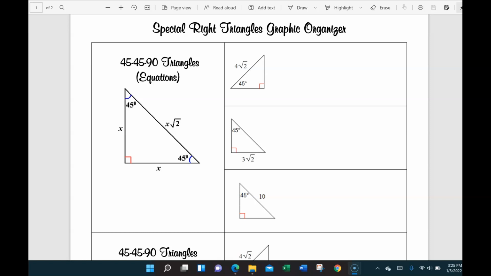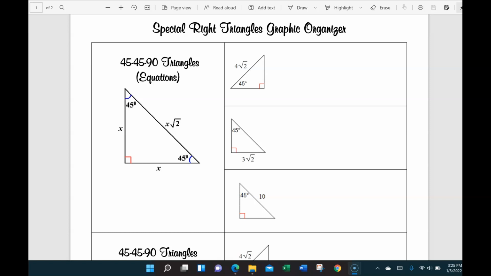In this video, we are going to discuss some strategies for finding missing sides in 45, 45, 90 triangles. And so we're going to look at how to find those missing sides using equations and proportions. So let's start with using equations to find those missing sides in a 45, 45, 90 triangle.